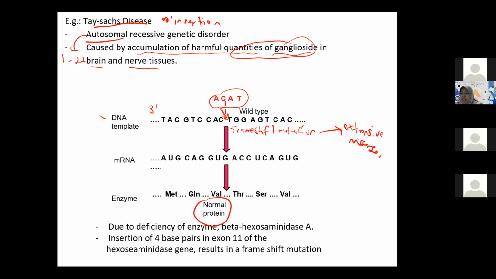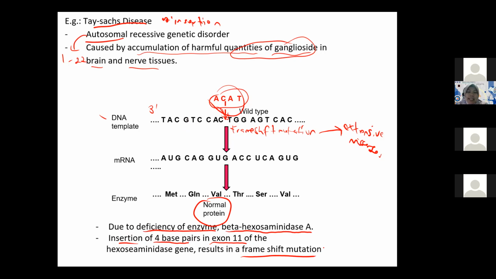Should be your normal protein, but due to the insertion, it causes different production of protein. So this TSH is due to deficiency of enzyme beta hexoaminidase A, right? The insertion happened in 4 base pair in exon number 11 of the hexoaminidase gene that result in the frame shift mutation. Okay, so insertion tu berlaku dekat exon number 11 dan dia akan affect lah the whole sequence. Okay, alright. So and thus resulting the frame shift to happen.